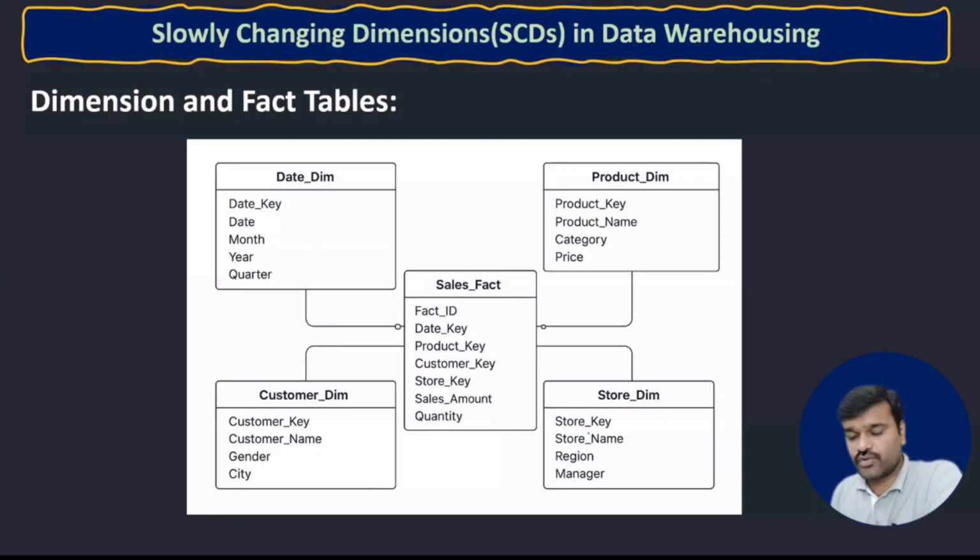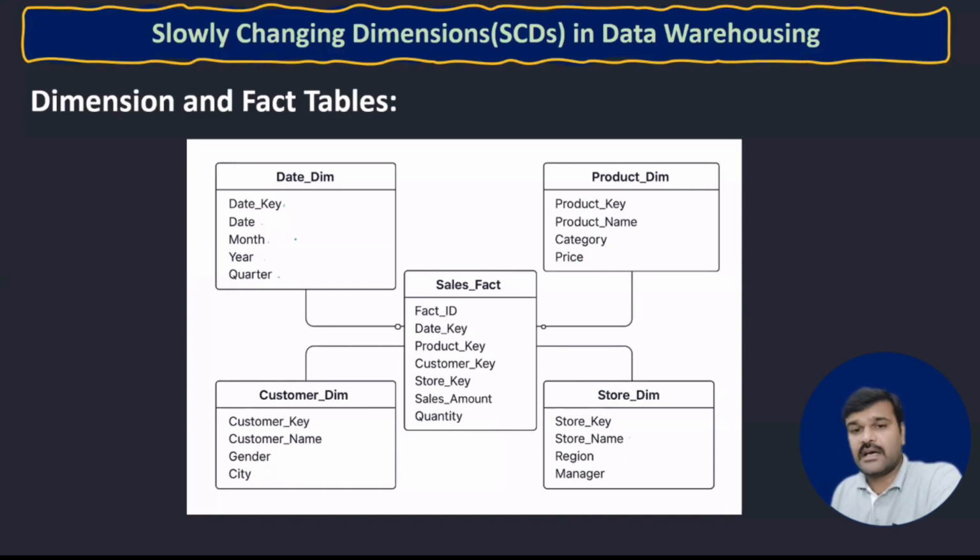If you take the store, the same company will have different stores across the region. Every store should have a name, which region it is in, who is handling and managing it. That is what these details are. Likewise, different products have a product name, a category, and a price. Likewise, different customers will be there, and every day the date will change. So the date key, the day, month, year, and which quarter it falls in, are the details here.